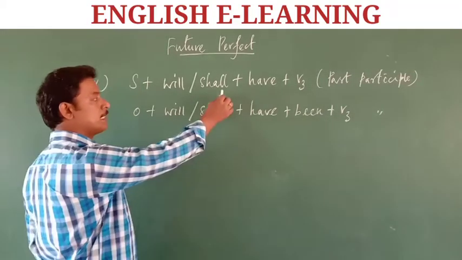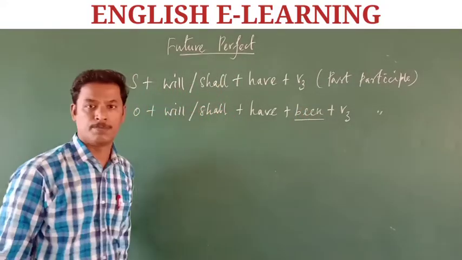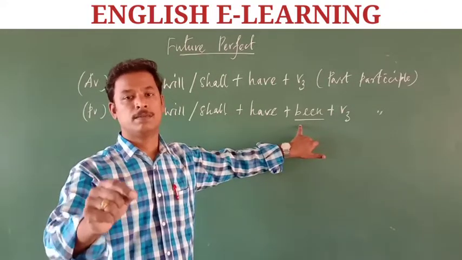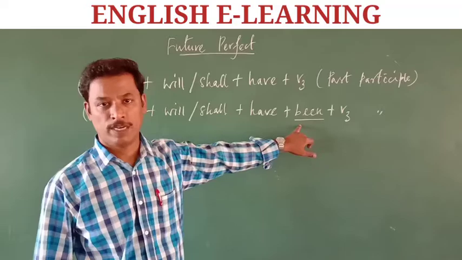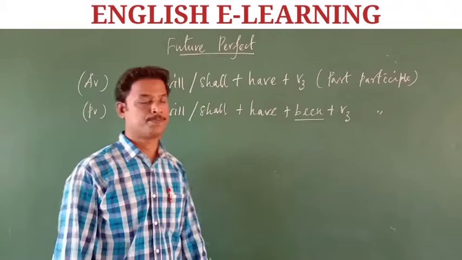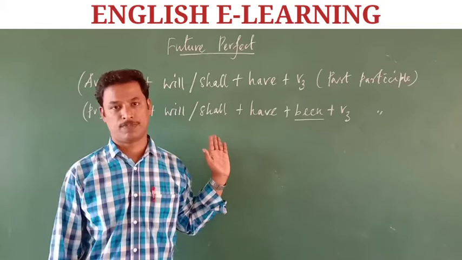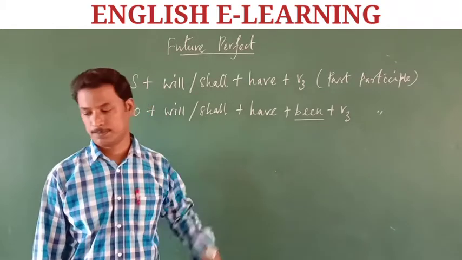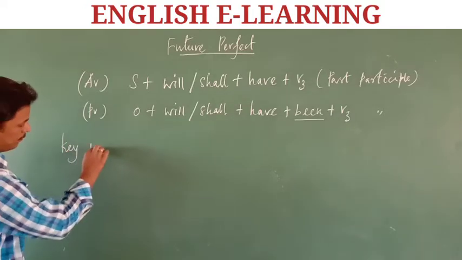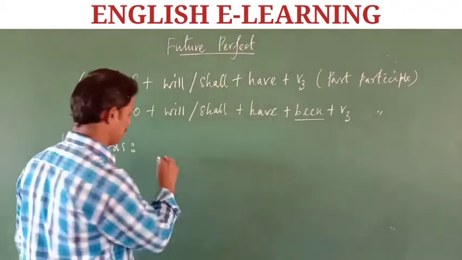The difference between active and passive here is the word be. If you find be, that is in passive voice. If you don't find this term be, then it will be in active voice. Right. And now we can see the keywords for this future perfect. By the end of this.